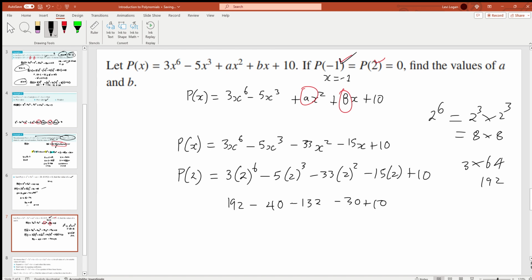So, in other words, if I add 192 and 10, I get 202, and the negative 40, negative 132 and negative 30 give me negative 202. So in other words, those two cancel out and you get 0. So that means that a is in fact negative 33 and b is in fact negative 15. So we've proven those are the correct answers.